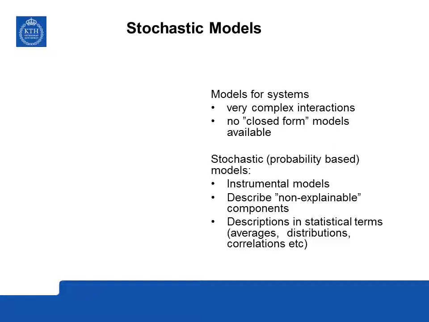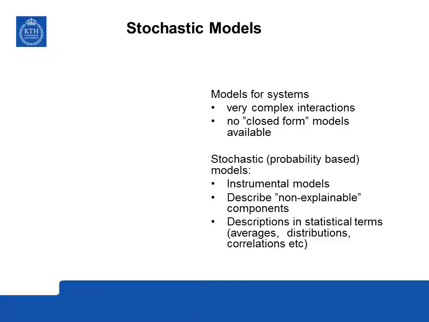So what are stochastic models? Well, stochastic models are models for systems that are very complex, where there are very complex interactions, and where we can find no closed form models or simple models that explain the behavior of the system. Stochastic, or we can call them probability-based models, are instrumental models. They do not describe the details of the systems, but use aggregate descriptions. And they are usually used to describe the non-explainable components that are so complex that they cannot be simply described.